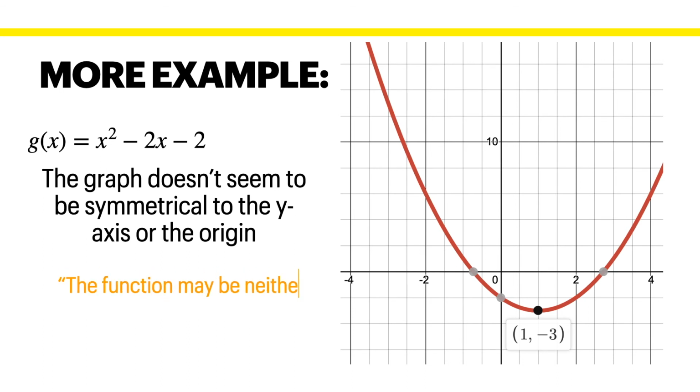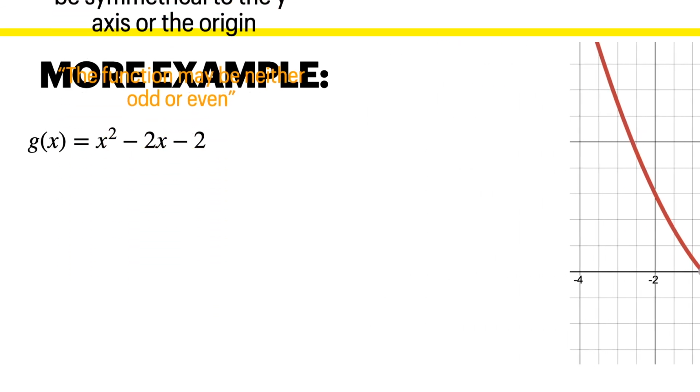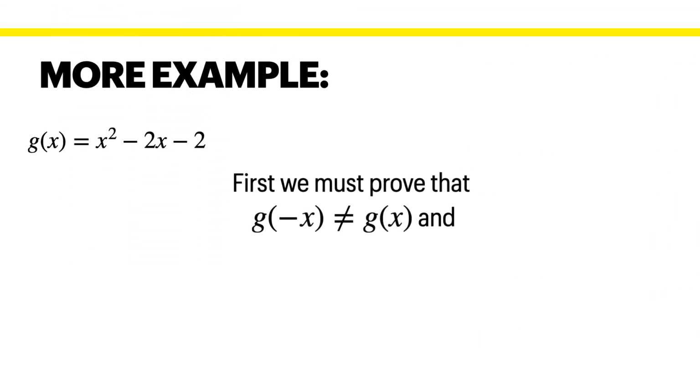Now we can say that the function may be neither odd nor even, but how do we prove that? We still have to find out if the function is not really odd or even. So let's try to do that. First, we must prove that if we put the negative x into the function, it's not going to be the same as the original function g of x. And the other one is that if we replace the variables inside with the negative number, it should not be the same as if we multiplied the whole function by a negative number. Let me show you through math.